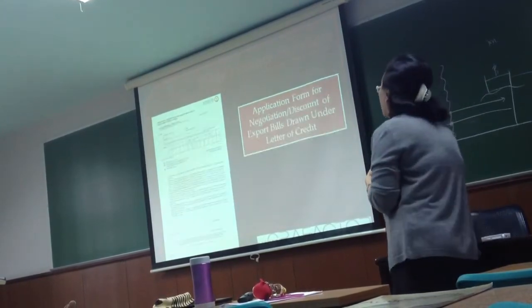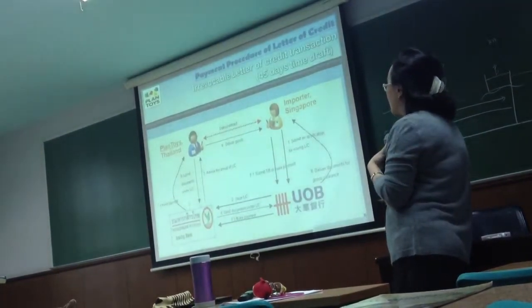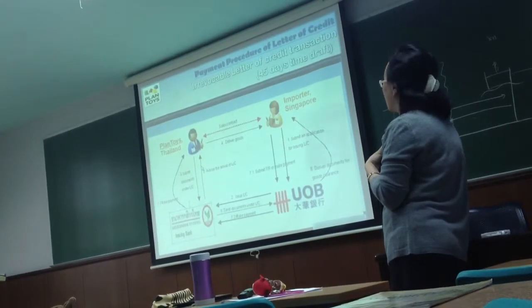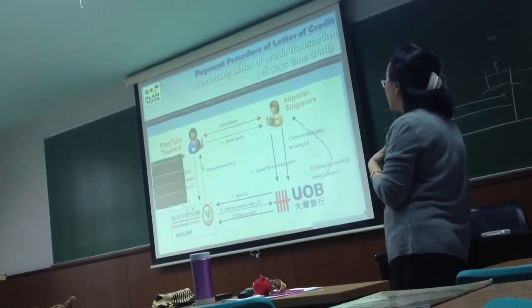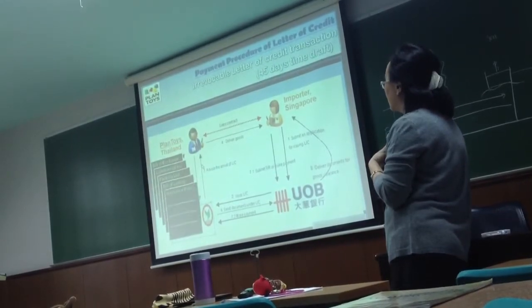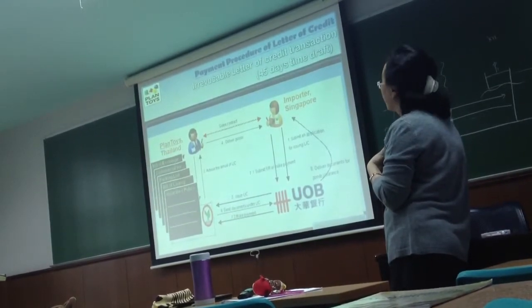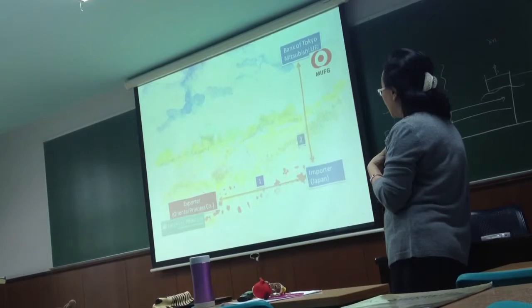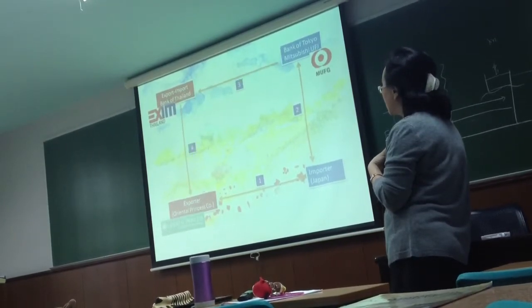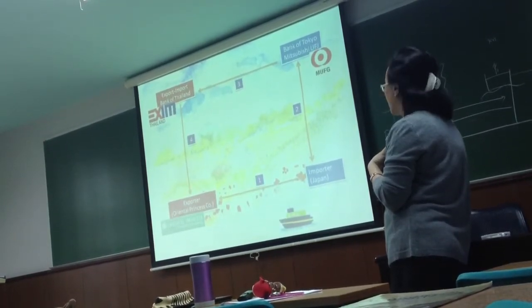Okay? And then this is a whole procedure for LC application. And these are the documents you will need to apply for LC, and this is to get payment. So we start from here, we have a contract, and then we send the goods like this and this. Up to now, whatever you show, you are here.